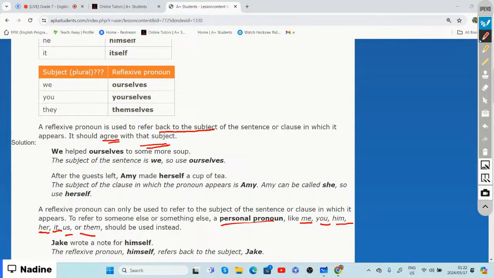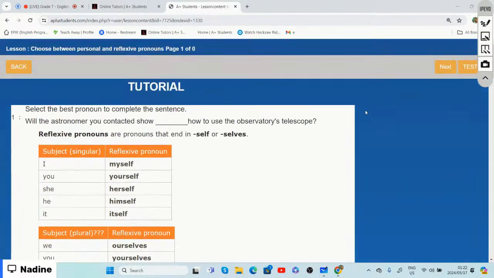All right, so now we're going to do one or two activities before we go on to our test. It says we need to select the best pronoun to complete the sentence, right? So whether it is a reflexive pronoun or a personal pronoun, we need to choose the correct or the best one in order to complete the sentence.